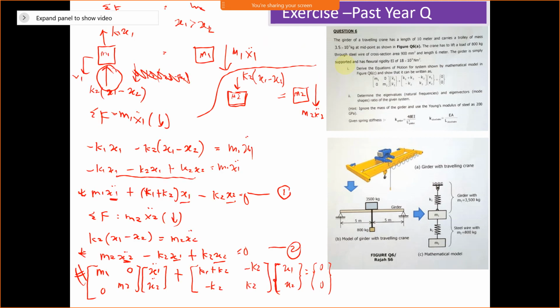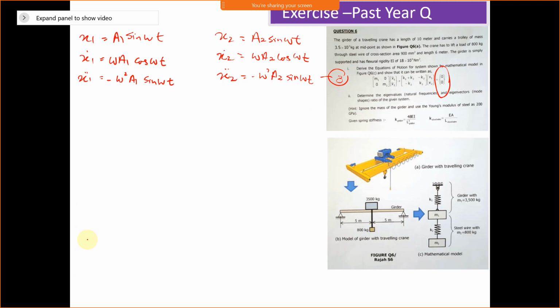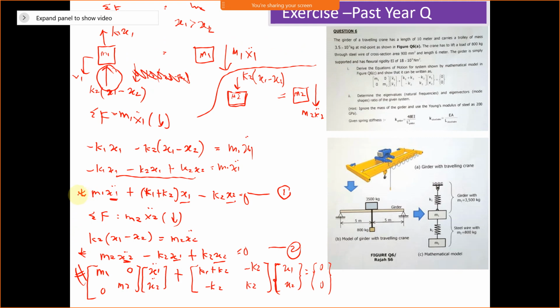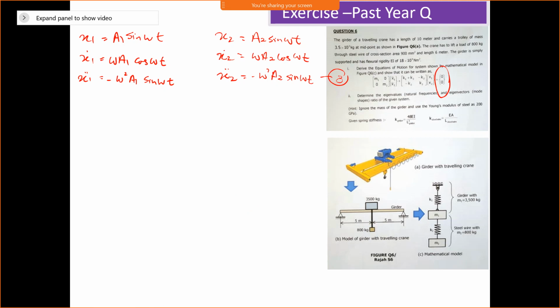So kita dah ada equation number 1, number 2 and number 3. So what happen next adalah just substitute equation number 3 into equation number 1 and 2. Then what happen? Kita gantikan yang x1, x double dot 1, x1, x2. x1, x2, this one pun sama, x double dot 2, x1, x2. Okay, so kita tengok yang equation number 1 first.